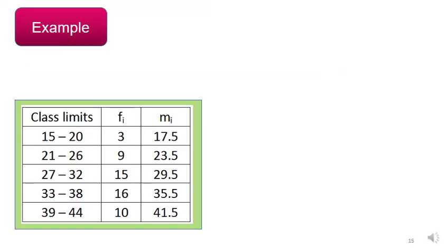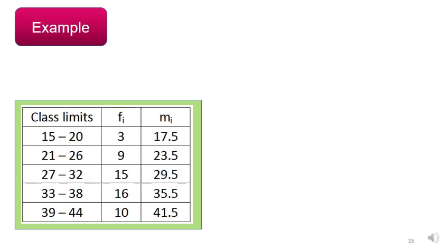So let's have a look at examples. We've got this group data, we've got class limits, the first class being 15 to 20, 21 to 26, 27 to 32, and so on. We've got the frequencies, so there's 3 in that first class, 9 in the next, 15 in the next, and so on. And you can calculate the midpoints of the class limits. For the first one, you'll just take 15 plus 20 divided by 2, which gives us 17.5. The next one would be 21 plus 26 divided by 2, which gives us 23.5.